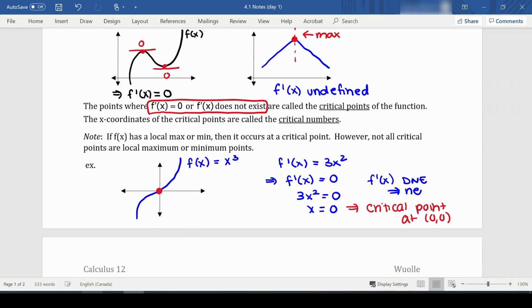And the answer here is never. Right? F prime is 3x squared. 3x squared exists for any x value.